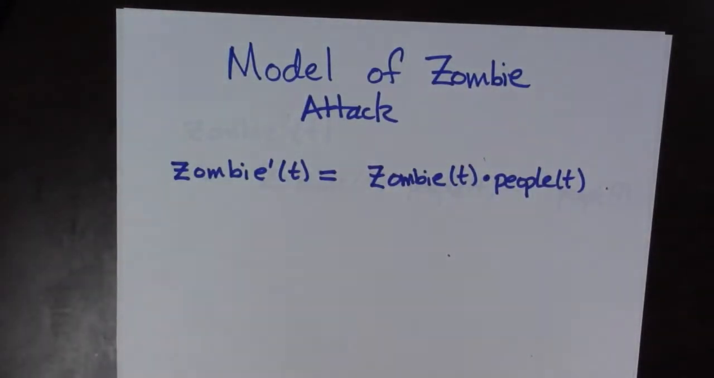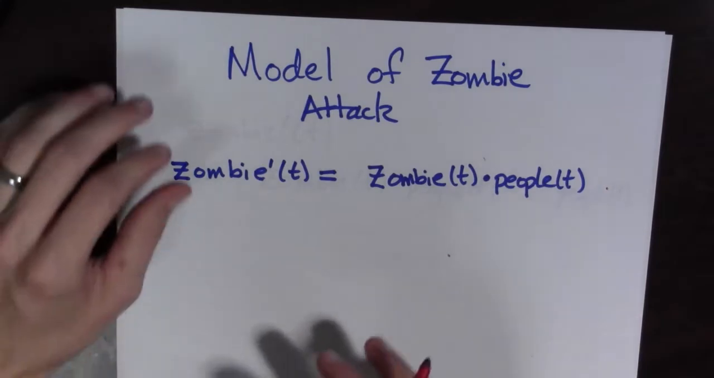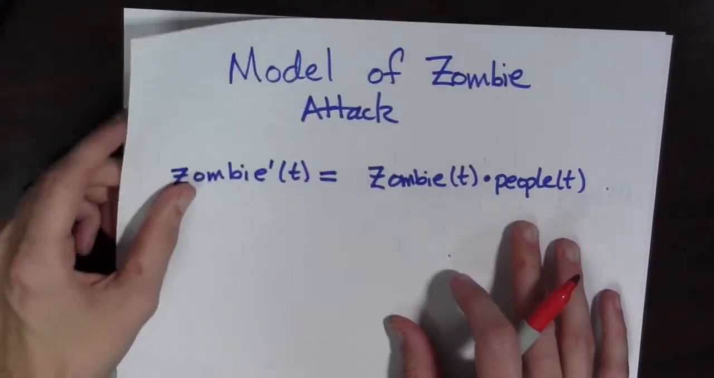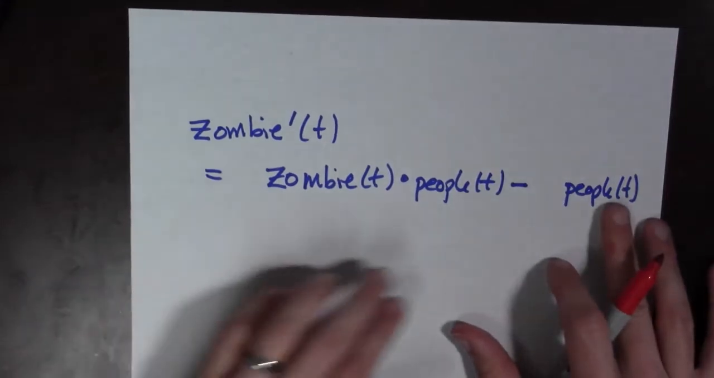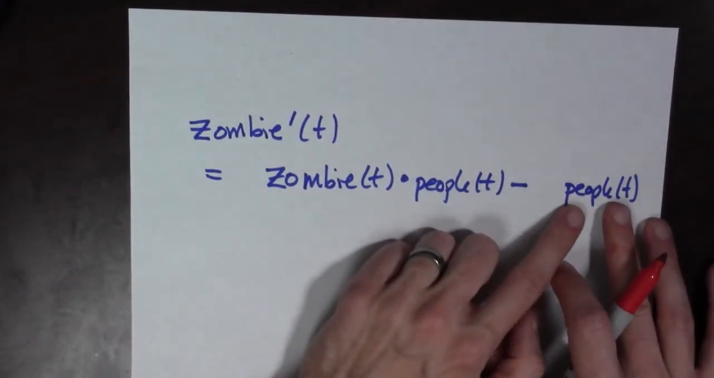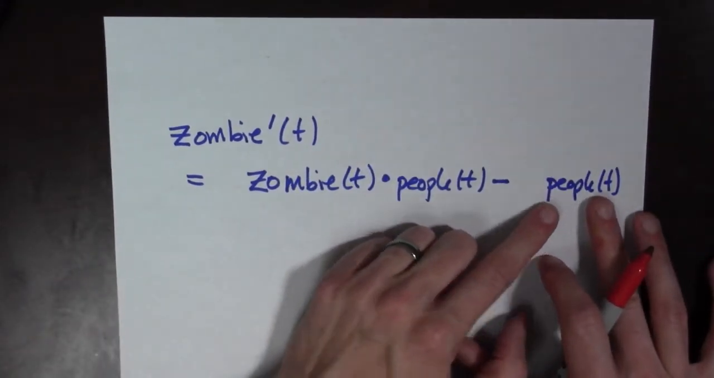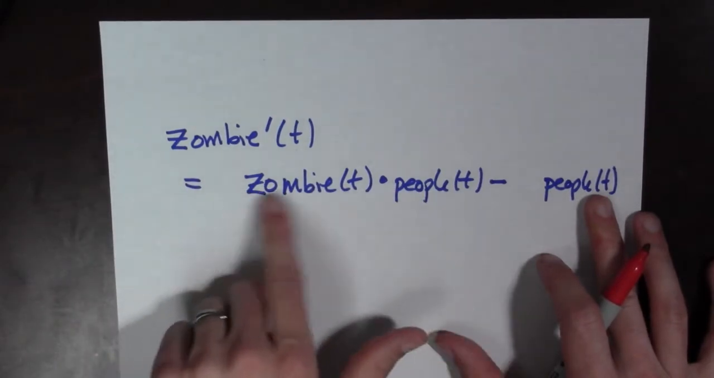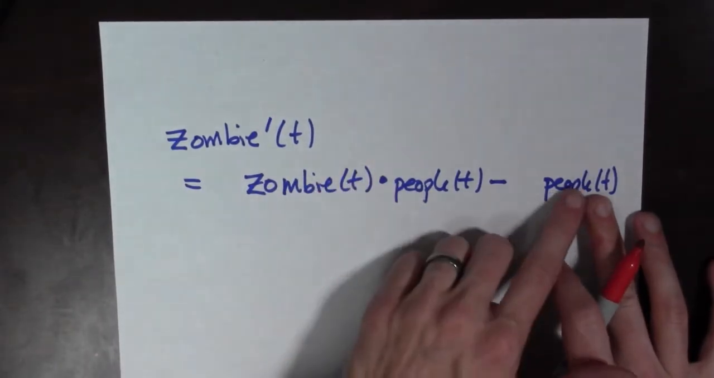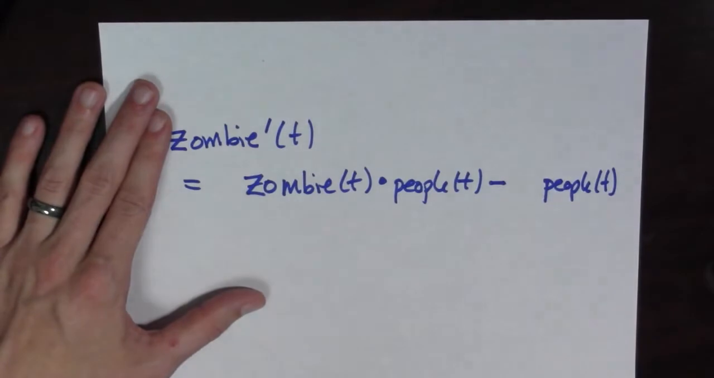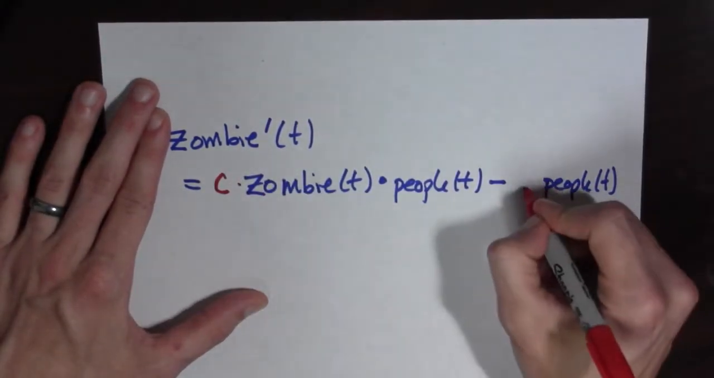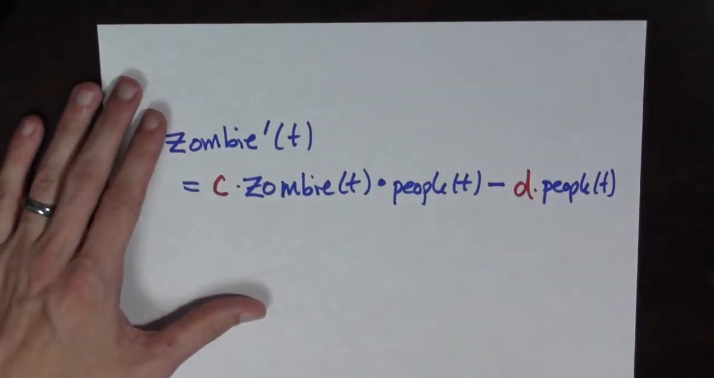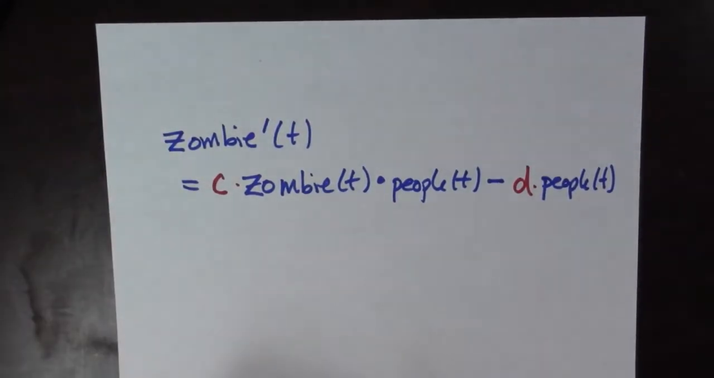Of course, the number of zombies isn't just dependent on this. It's going to be dependent on something else. It's going to be dependent on people, because people are eliminating zombies. So we have, this is making zombies, and this is eliminating zombies. So it's a minus sign here. And then there's going to be 2 coefficients, C and D. And these coefficients are difficult to determine.